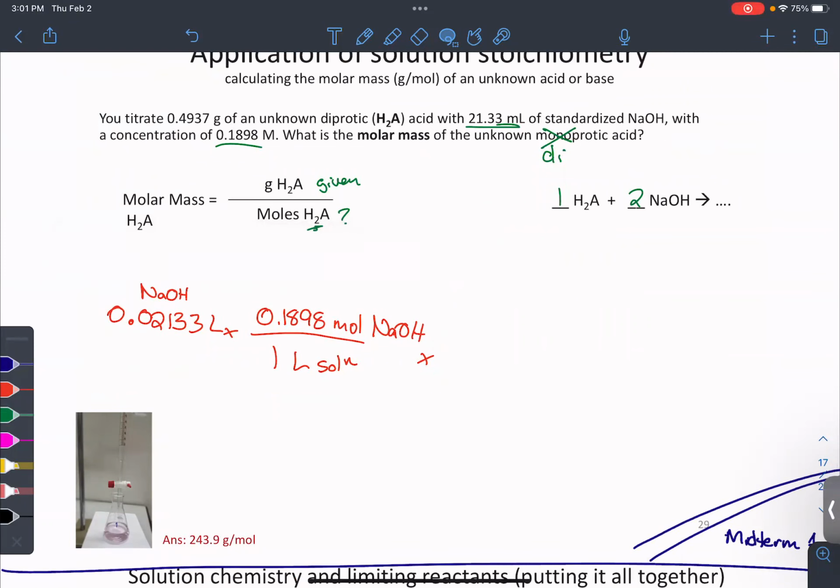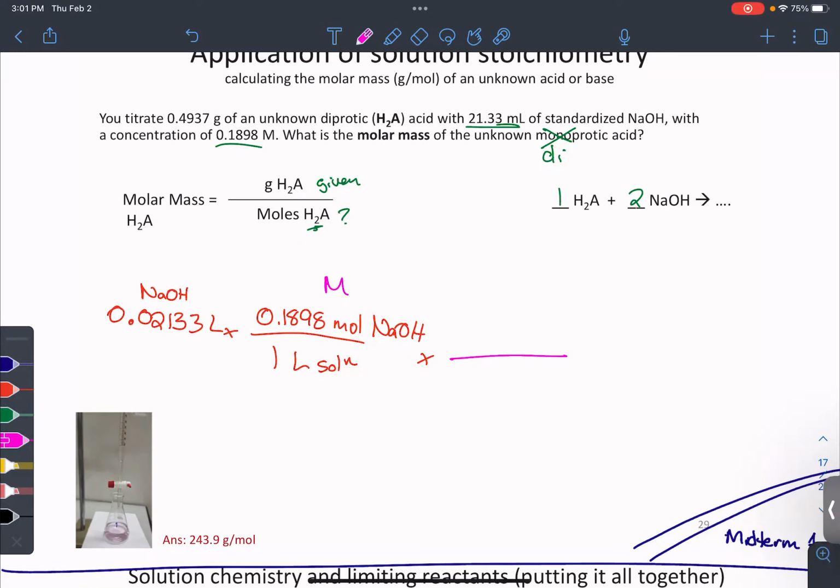At this point, we take the volume amount given and the molarity given for sodium hydroxide. But if we stopped right now, we'd be in moles of sodium hydroxide. We want to get to moles of the diprotic acid. So we need to do stoichiometry. So where's that 2 going to go? On the bottom or top?